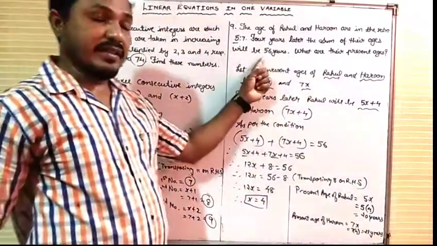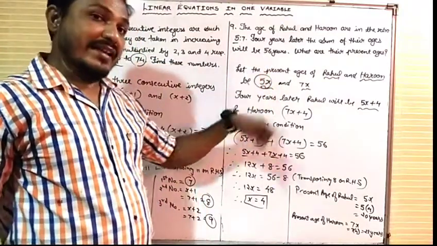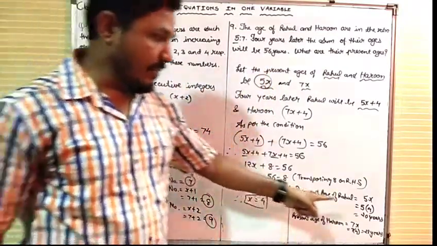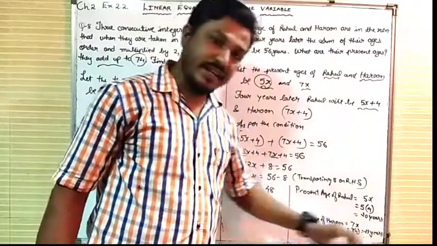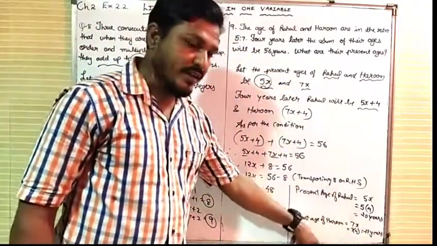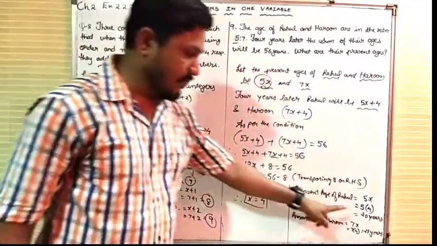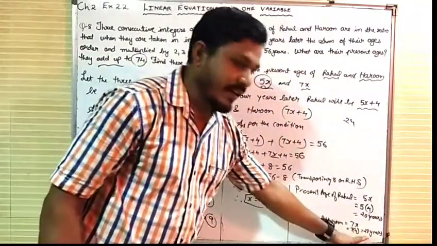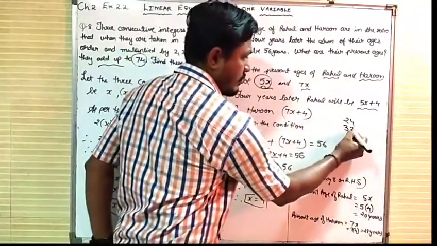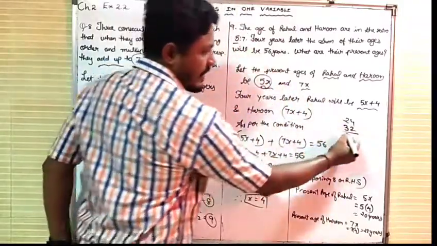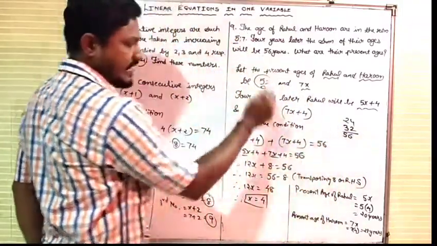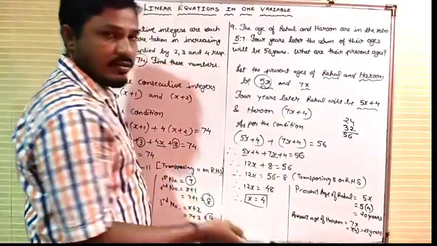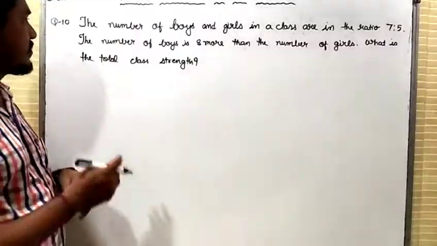But here the condition is their ages after 4 years. Now if the present ages are 20 and 28, add 4 years to it, you will get 56. See, 20 plus 4, 24. 28 plus 4, 32. Add it and you will get 56. This is the age 4 years later. Okay.